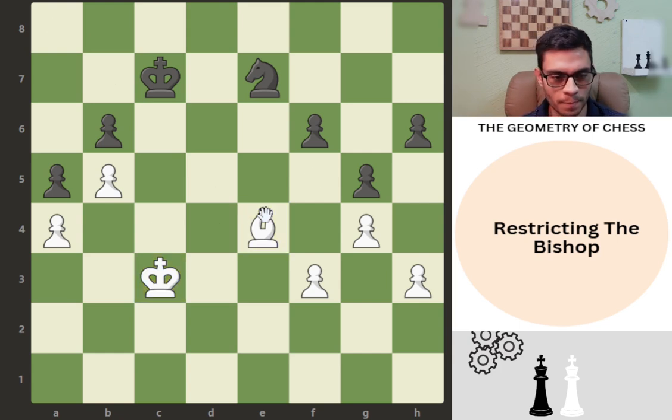We have pawns on the light squares, the same color as the bishop, and this bishop is not going anywhere, it cannot travel. And second, it doesn't have any targets. All of these pawns are on dark squares. So this position is objectively a draw, but it's going to be more difficult to play for white.